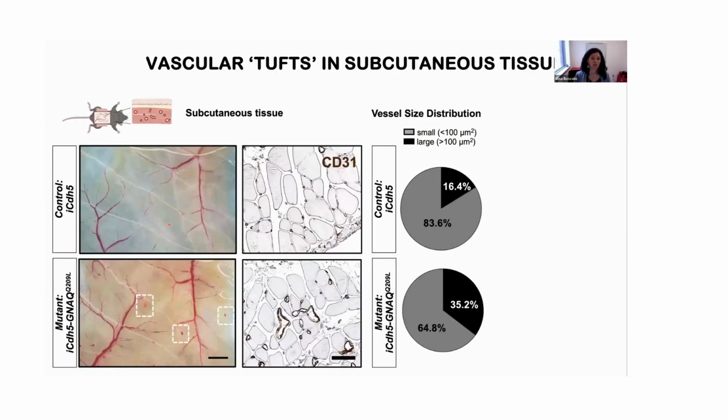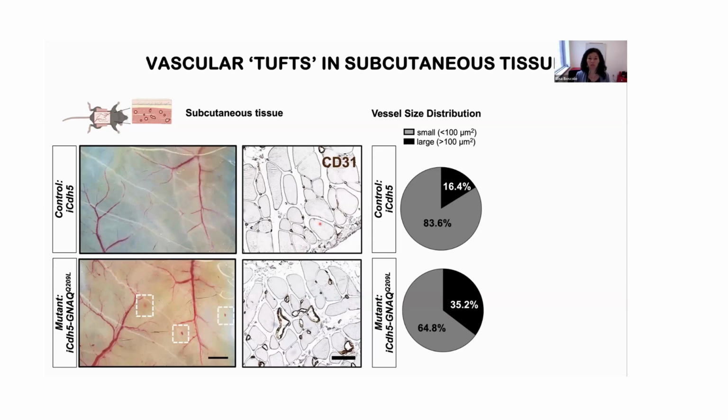And we've analyzed, first of all, the subcutaneous tissue where most of these vascular tumors really appear. On the top, you can see the control subcutaneous tissue, and on the bottom, the mutant mice. You can see the blood vessels are grossly enlarged. And we can see those red areas, which pointed us to think about vascular tufts, which is a very important histopathological feature of these vascular tumors with GNAQ mutations. And we thought these could be little hemorrhagic areas, or they could be those vascular tufts.